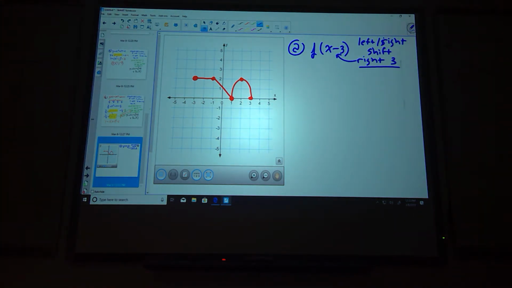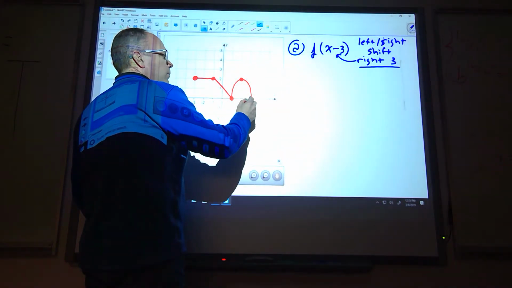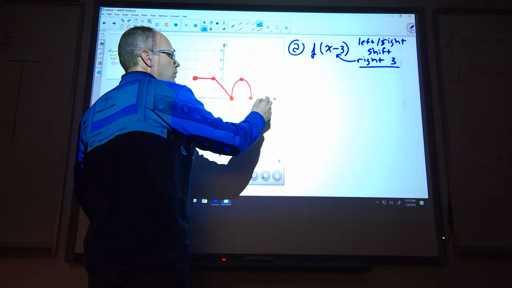Okay, so anytime you have something in parentheses or square brackets, that means the graph itself is going to shift to the right or to the left, and it will shift the opposite way you would think. So because it's a -3, it means it's going to shift right 3. And it's only when it's grouped that it does that, okay? So what that means is this. I'm going to take each of my points and I'm going to shift them right 3. 1, 2, 3.